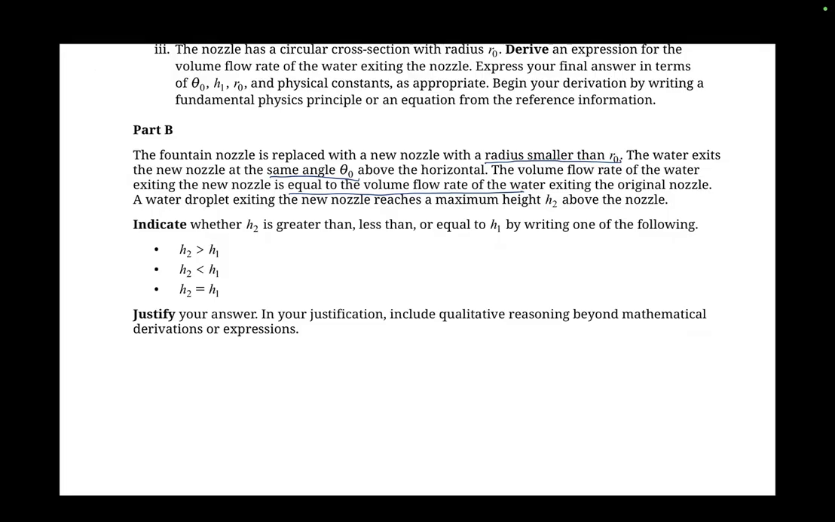If the cross-sectional area goes down but the volume flow rate stays constant, then the speed of the water exiting is going to increase. The larger speed should mean larger initial vertical and horizontal velocity components, and that should cause it to get to a higher height. So I do believe h2 is going to be greater than h1.